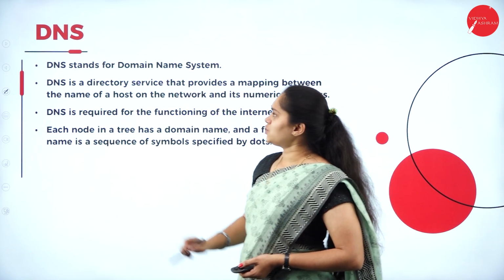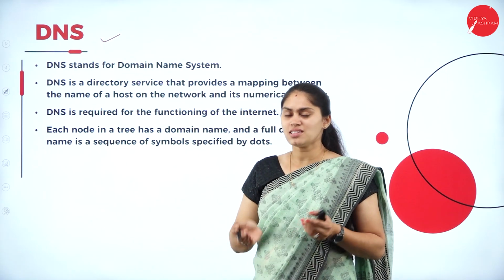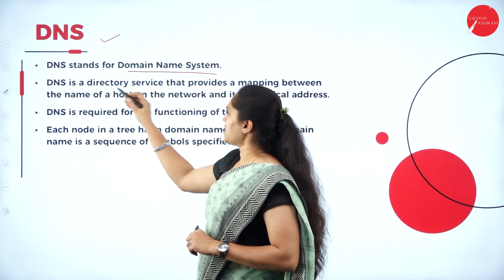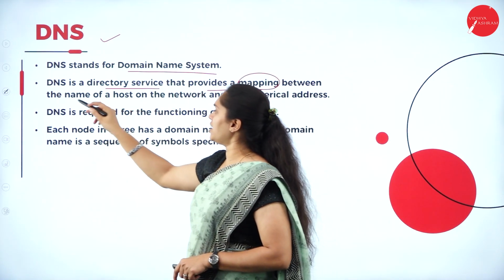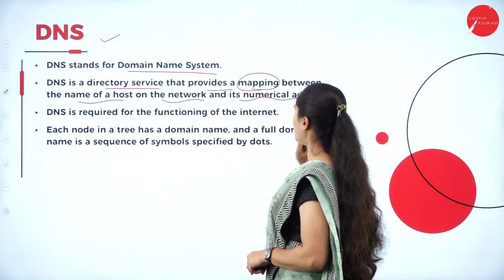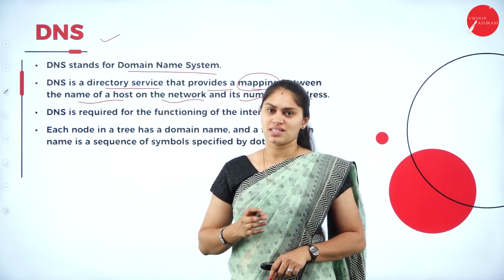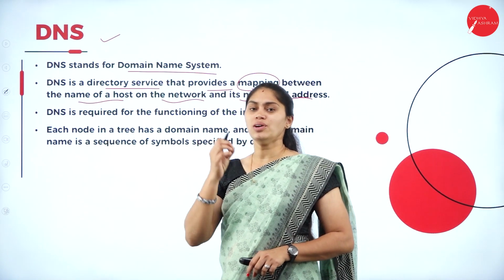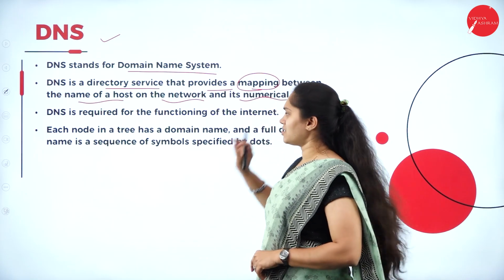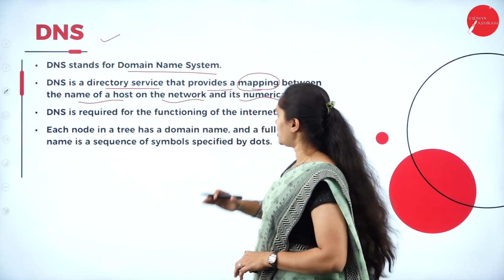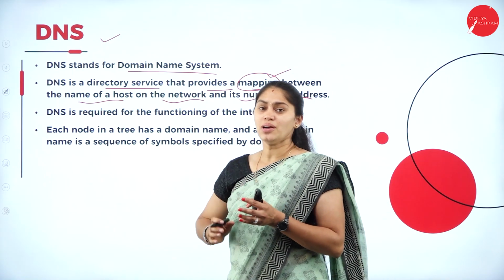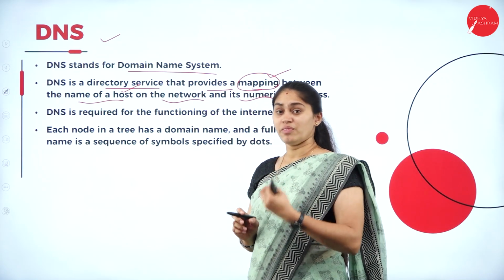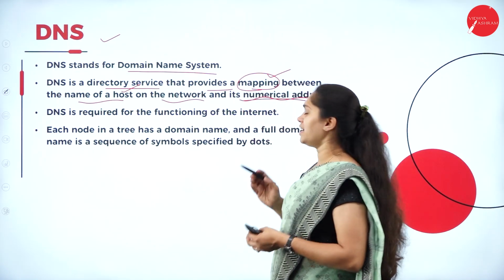And next we'll see about the DNS, that is the domain name system. What is the domain name system? It is a directory service that provides a mapping between the name of a host on the network and its numerical address. So whatever we are searching, being a client, I am going to search something over the internet. At that time, the server has to bring the response back to the client. So this DNS is going to help us by making a mapping or a link between the name of a host, from which server we are getting a service, and also its numerical address.